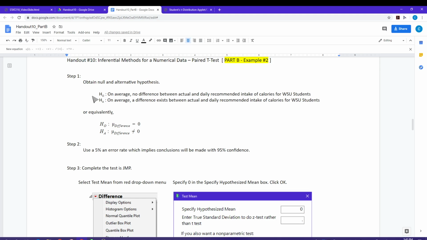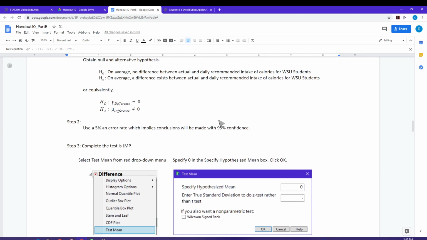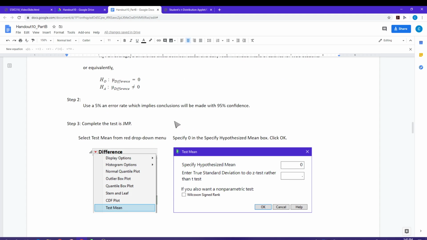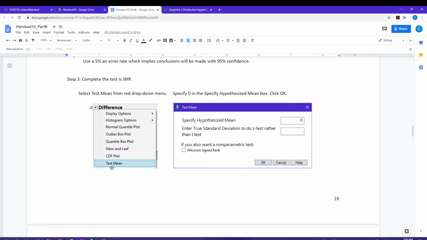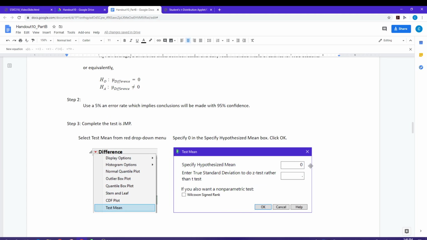We have that stated in words and also with our parameter here. So again, what we are testing is the average difference equal to 0 against not equal to 0. We will use a 5% error rate. To complete this test in JMP, I just need to select Test Mean from the drop-down menu and specify the hypothesized value here. The value that goes in this box is the same one that is in the H0. This is almost always going to be 0 for a paired t-test. We're almost always interested in just determining whether or not there is a difference.